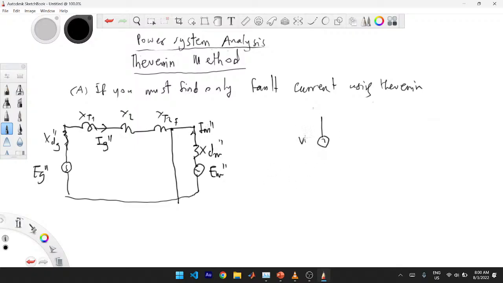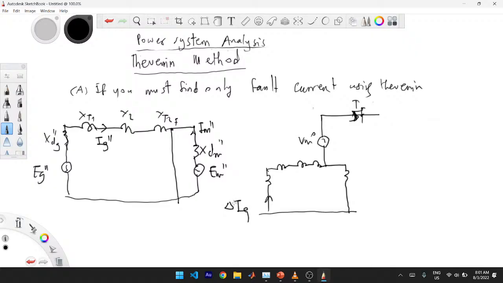Let's see the Thevenin equivalent we are using. We are using VM naught, right? And then we said that our fault current is going this way, IF. Because my fault current is going this way, the IM prime prime, the change in IG I found is going up, and the change in IM I found is also going up. So that will somehow give me the IF. But in the previous one I drew it down, so that was a mistake. Okay, so it's supposed to be this way.